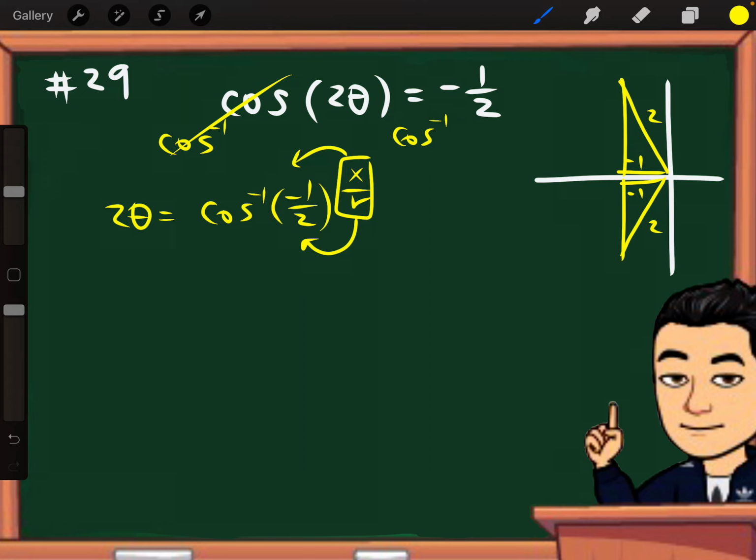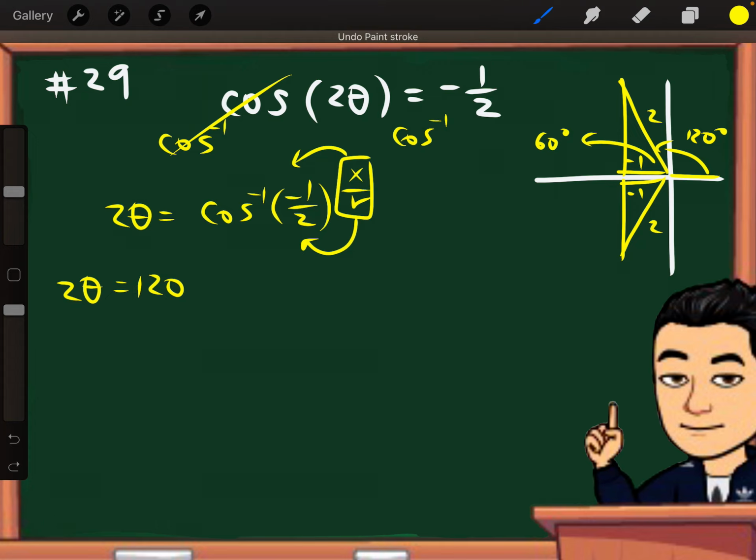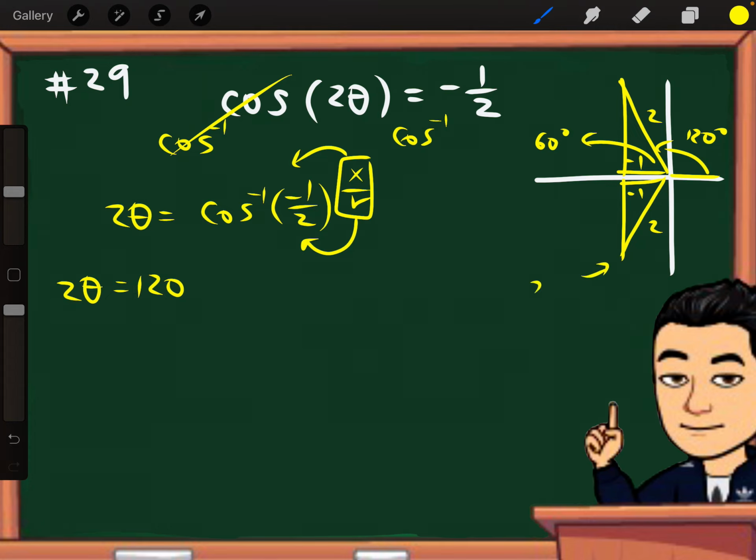So knowing that this triangle has a central angle equal to 60 degrees, if you count from the 0 degree, that tells you that it's going to be 120 for the theta. So you don't want to go ahead and say it's 120. You want to say it's 2 theta equals 120 because we have 2 theta, okay? All right, so now for this one, it's going to be 240. So that means 2 theta equals 240.